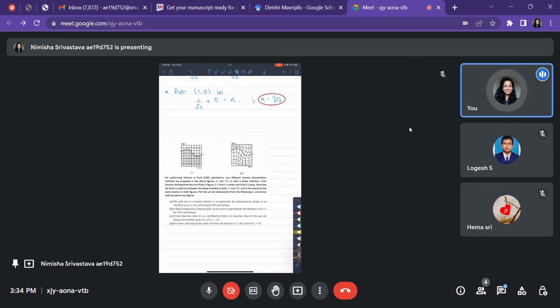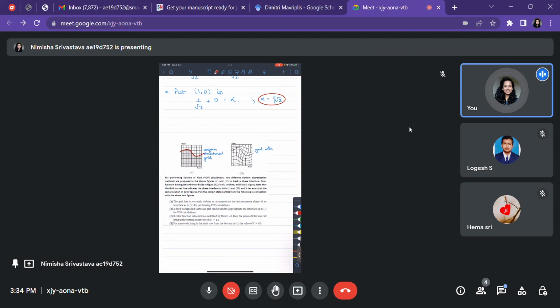For performing volume of fluid calculations, two different domain discretization methods are proposed in the above figures 1 and 2. Okay, so this is sort of a uniform structured grid, and this sort of grid deforms with the interface. Grid which deforms. You can see that over here, let's just mark the interface in red. So this is the interface.